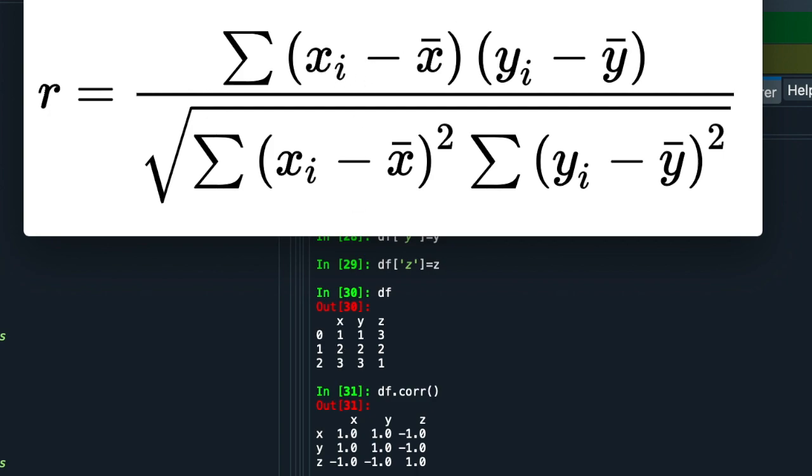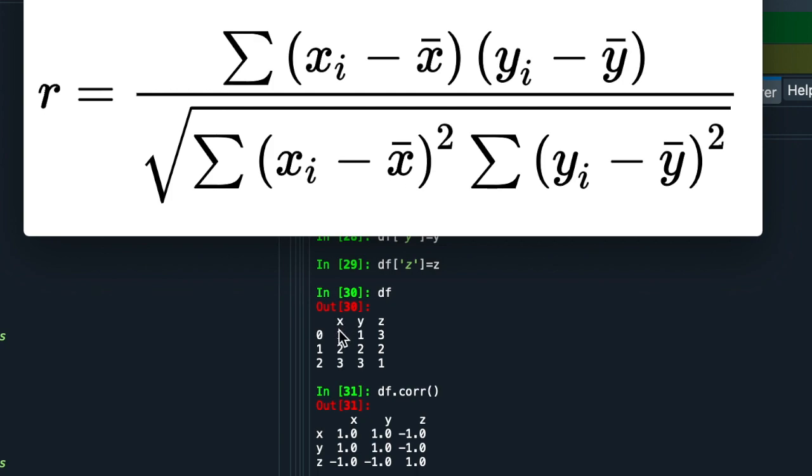So the program first calculates the average of the total column, and then it sums up, this is the summation notation, it sums up the difference of each data point from the average, and then it does that for both the two columns and then multiplies them against each other. Now let's look at an example real quick.